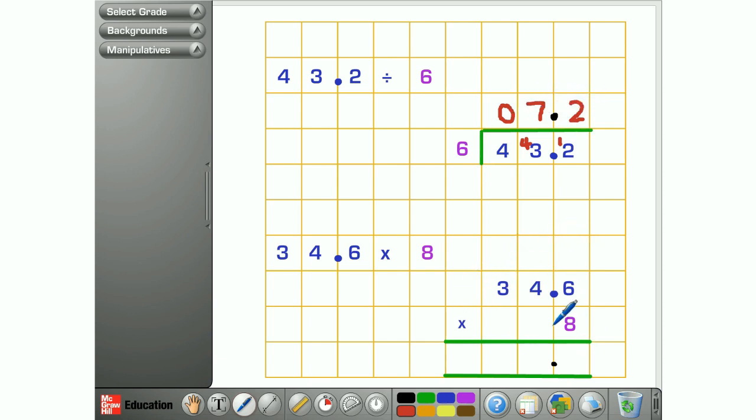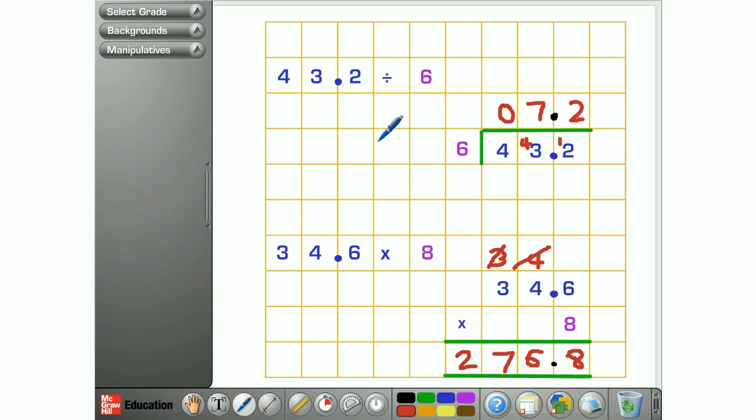Down here, multiplication, we're going to do the same thing as usual. So 8 times 6 is 48. So the 8 stays here, and the 4 goes up here. 8 times 4 is 32, add 4 is 36. So 6 goes in there, 3 up there, cross that one out. And 8 times 3 is 24, add 3 is 27. So 7 there, and then my 2 goes there. So the answer there is 276.8.